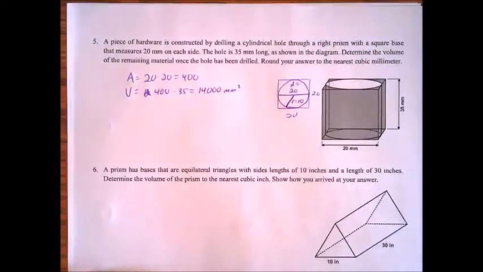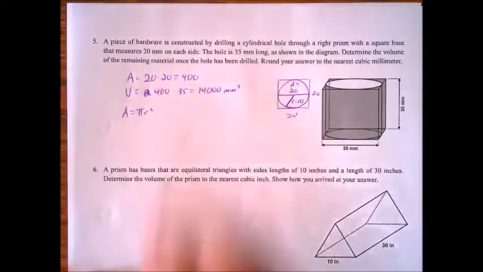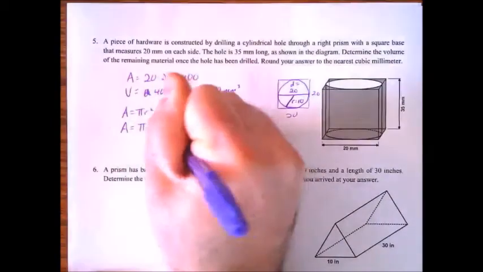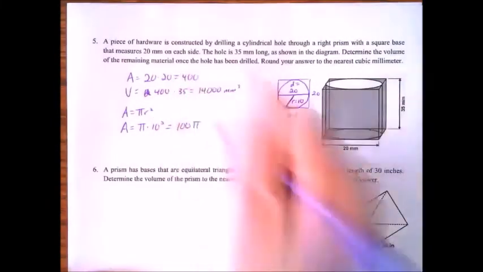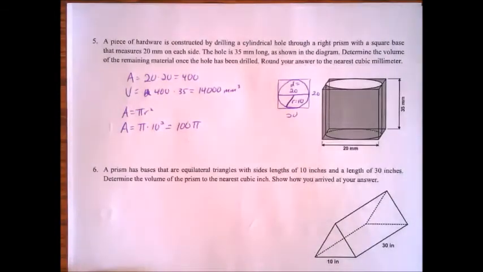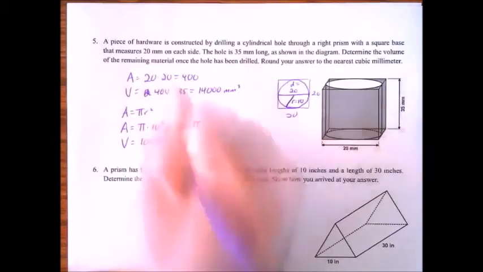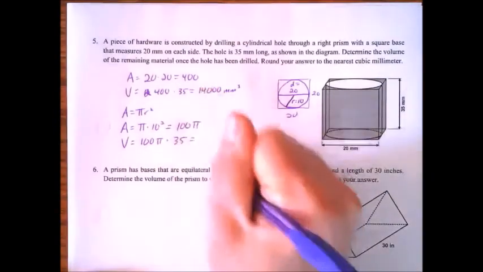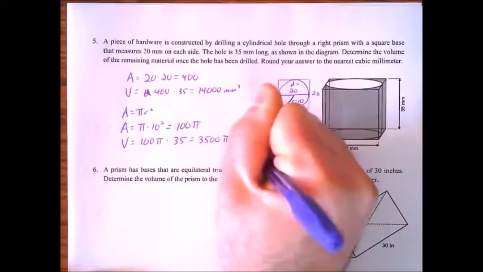So let's do the area of the circle, pi r squared. So I'm going to replace the r with 10. And right now I'm going to leave it in terms of pi. So that's 100 pi. Now to get the volume of the cylinder, we're going to take 100 pi and multiply times the height, which is 35. So again, leaving it in terms of pi, we got 3,500 pi cubic millimeters.